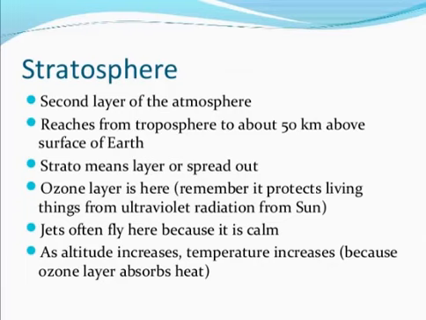Stratosphere. It's the second layer of the atmosphere, reaching from the troposphere to about 50 km above the surface of Earth. Strato means layer or spread out. The ozone layer is here. Jets often fly here because it's calm. In the stratosphere there is less air turbulence and there are no birds. The last point is, as altitude increases, temperature increases because the ozone layer absorbs heat.